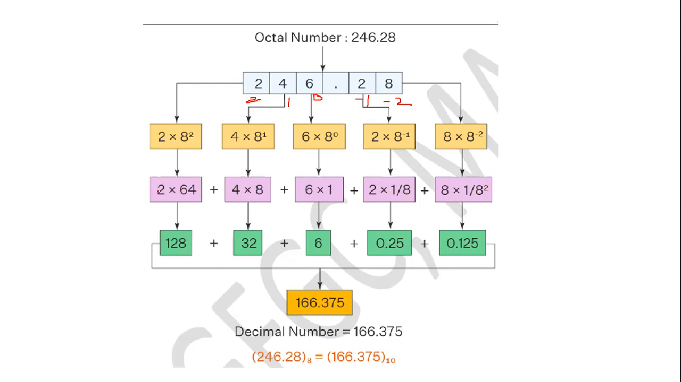When you solve this, 2 into 64 is 128, 32, 6.25, 0.15, and you need to add all the things so that you will get the given number as 166.37 of base 10. Okay, this is how we will do octal number to decimal number. We will try out one more example, converting octal to decimal.